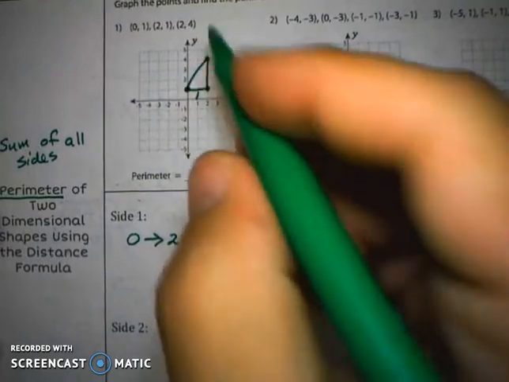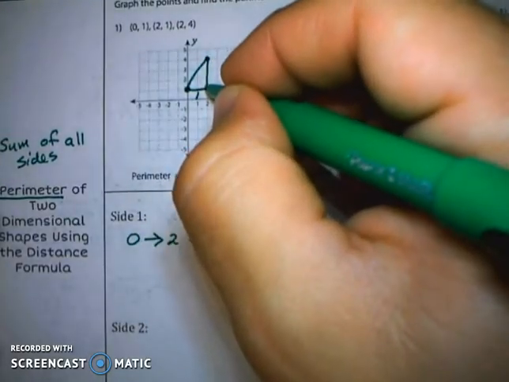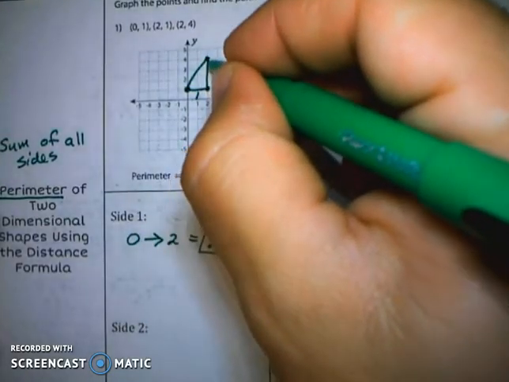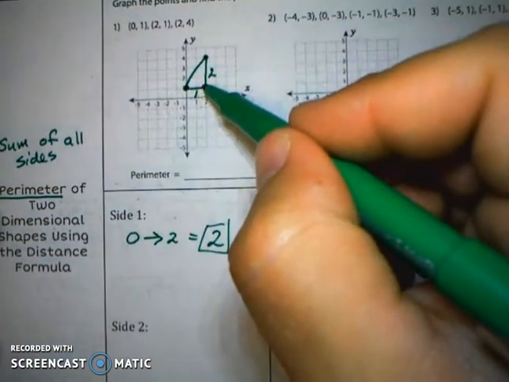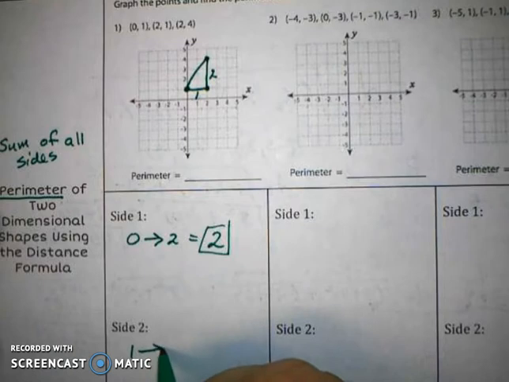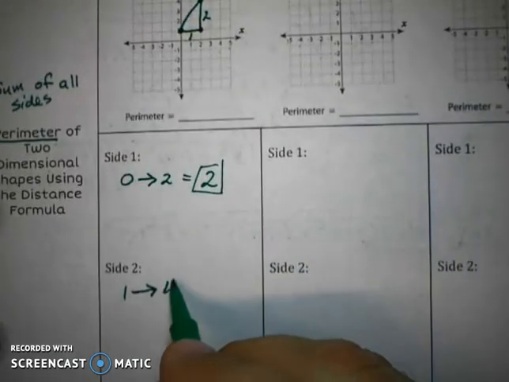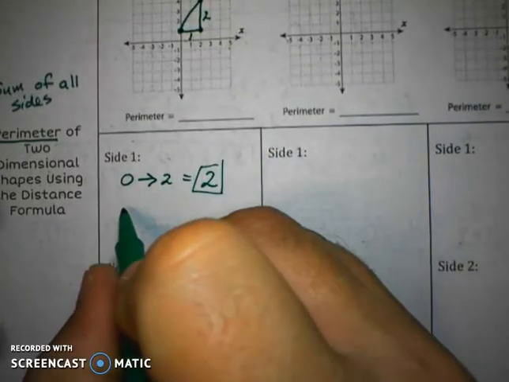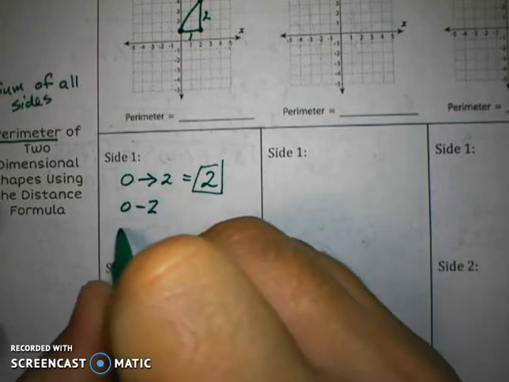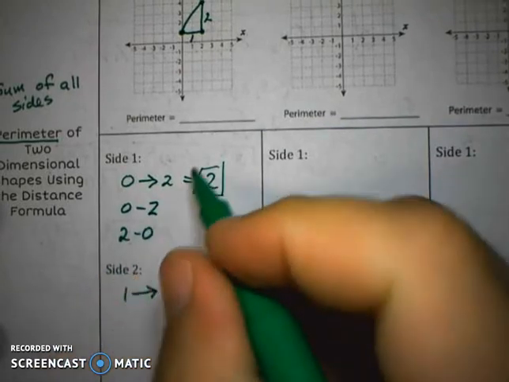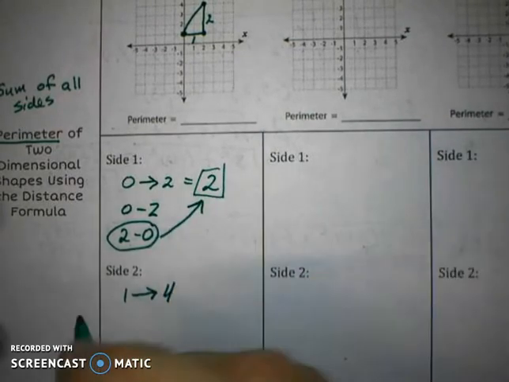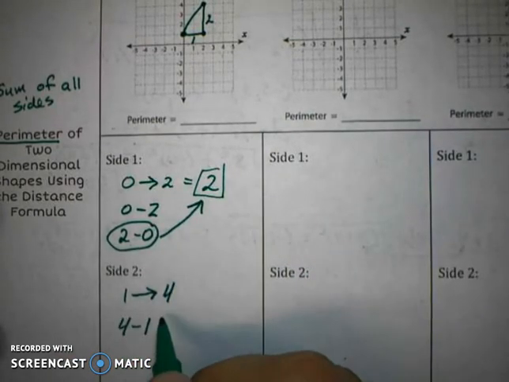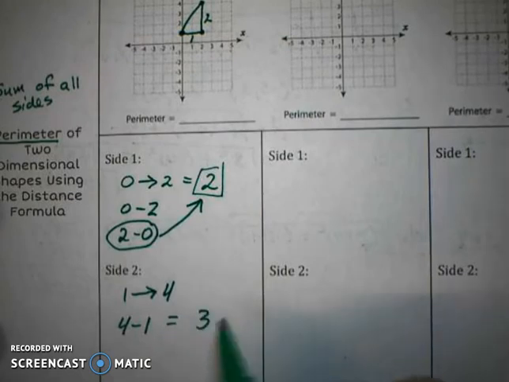Then side 2, I'm going to use the vertical side, the same idea. The x's don't change, and so I can just count what side 2 is, and that is a length of 3. We go from 1 up to 4. If you're doing this by subtraction, this would be like 0 minus 2, or 2 minus 0. Distance can never be negative, so that's why I write it that way. Same thing here, that would be 4 minus 1, which in this case is 3. So side 2 has a length of 3.